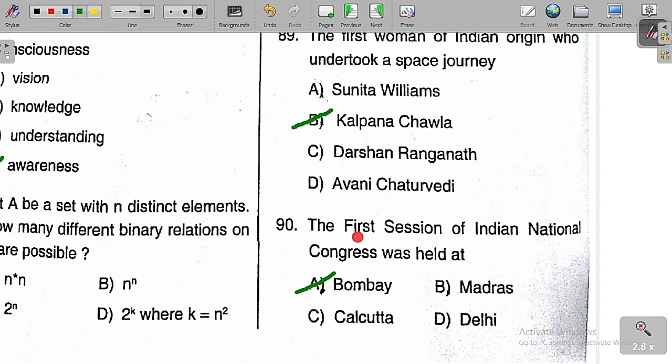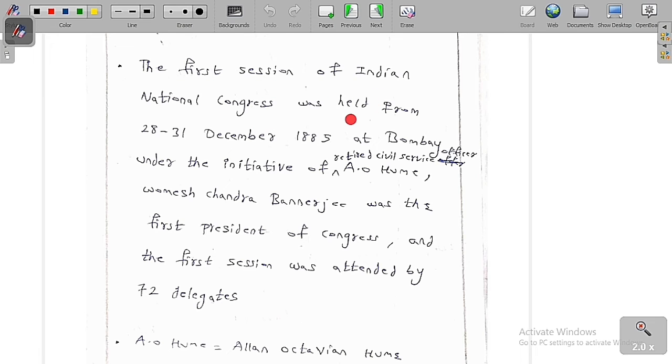Now the next question is: where was the first session of the Indian National Congress held? Option A, Bombay, is the correct solution to this question. The first session of the Indian National Congress was held from the 28th to 31st December in the year 1885 at Bombay, under the initiative of the retired civil service officer Alan Octavian Hume.